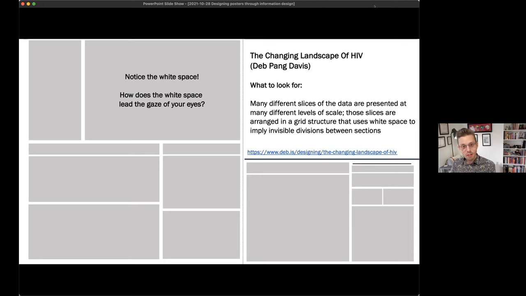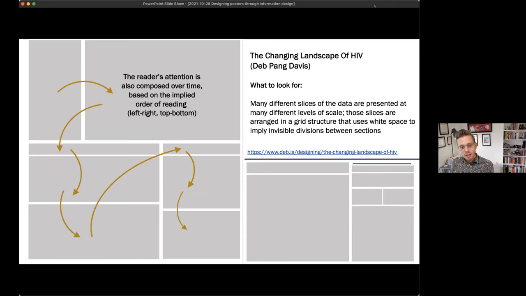And that grid arrangement of the content makes it easier for us to group the content in rational ways. So when we see that grouping that's enforced by the use of white space and this grid, that grouping is important for giving the reader some cues about the order in which to read the infographic. So for example, we might read all these different chunks of text and visualization from left to right and from top to bottom. So here I've drawn some arrows to suggest one possible sequence through which we might read this infographic.